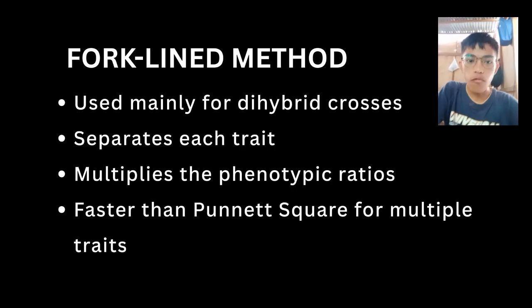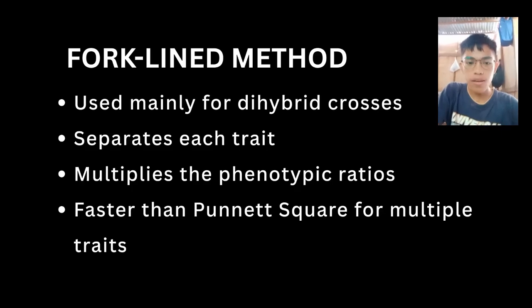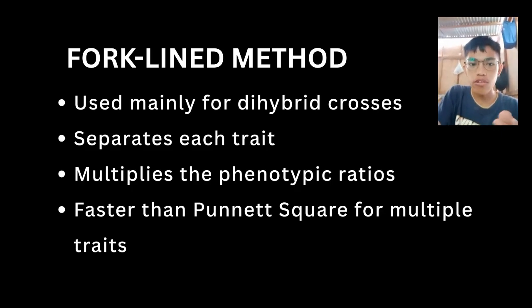Fork-line method. Ang fork-line method kay pamaagi nga gamiton kon di hybrid cross o mas daghang trait ang gitan-aw. I-separate nato ang matag trait ug kuwaon ang phenotypic ratio sa matag usa dayon i-multiply.